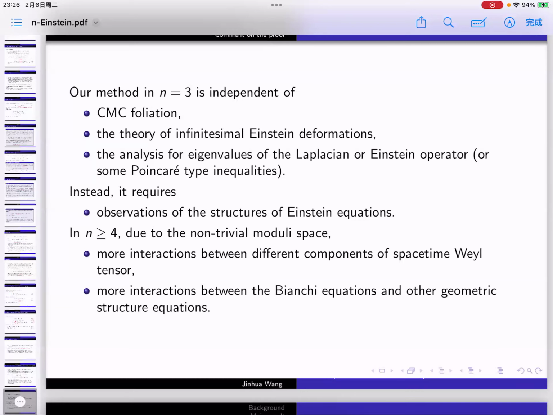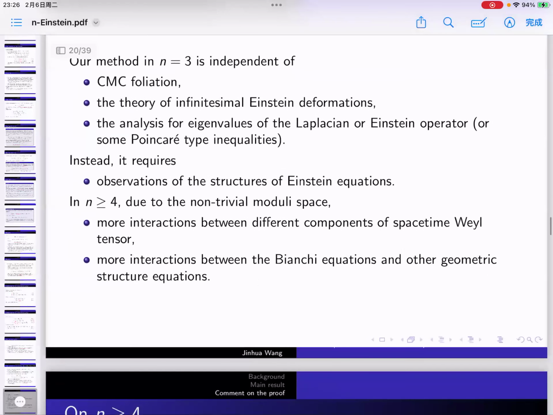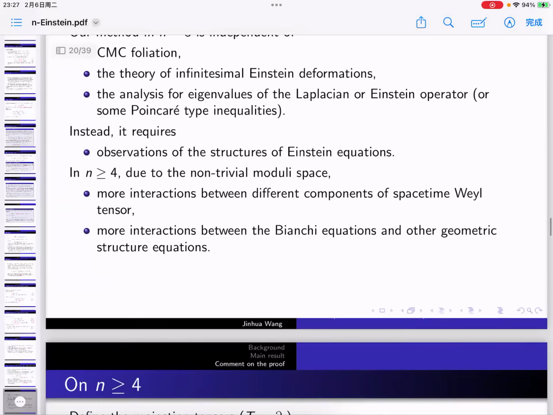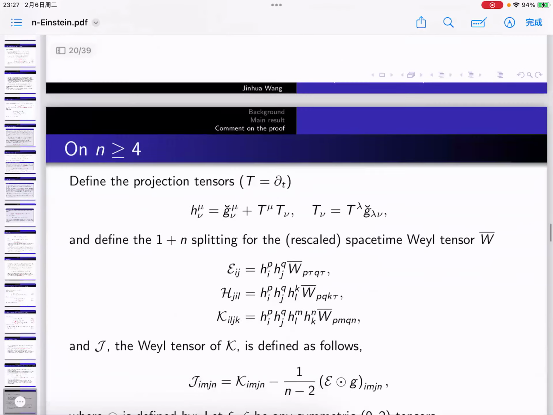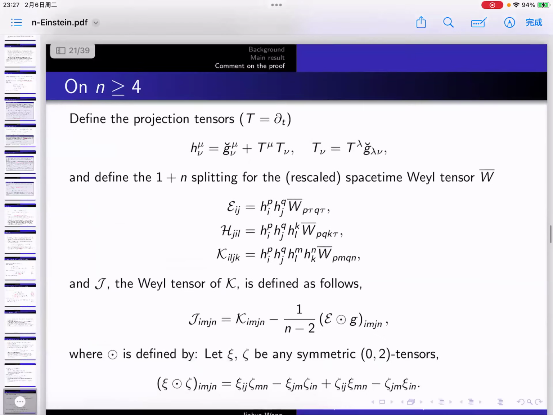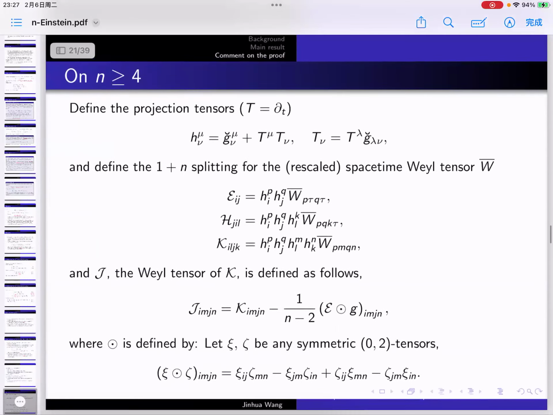Now, in the higher dimension case, because of the non-trivial moduli space, there is more interaction between different components of the Weyl tensor and more interaction between the Bianchi equation and the other geometric structure equations. And now we will see. Let me give you some notations.